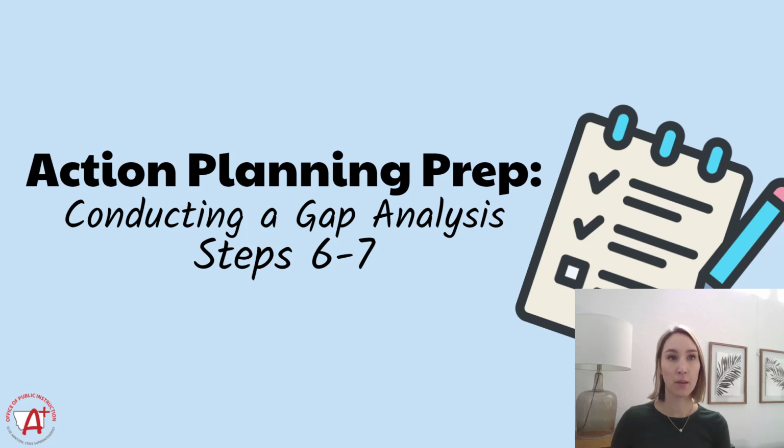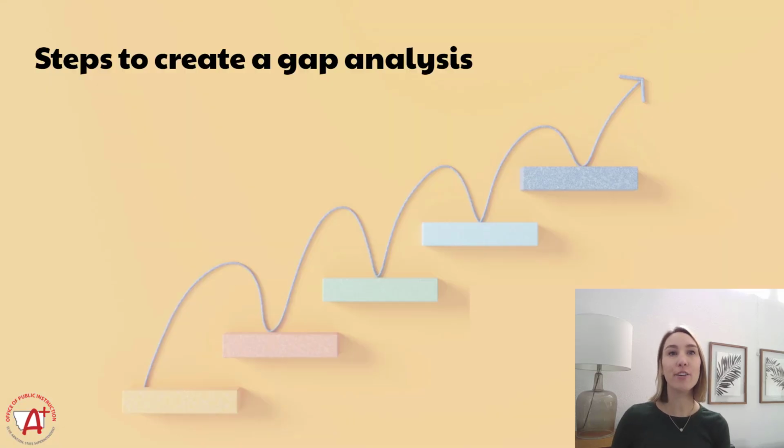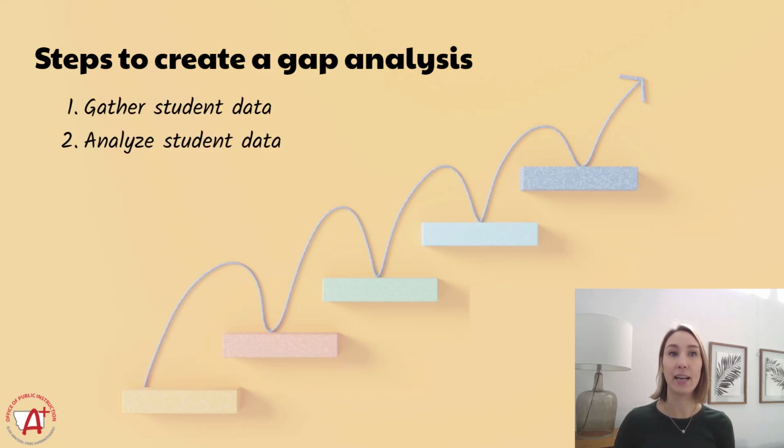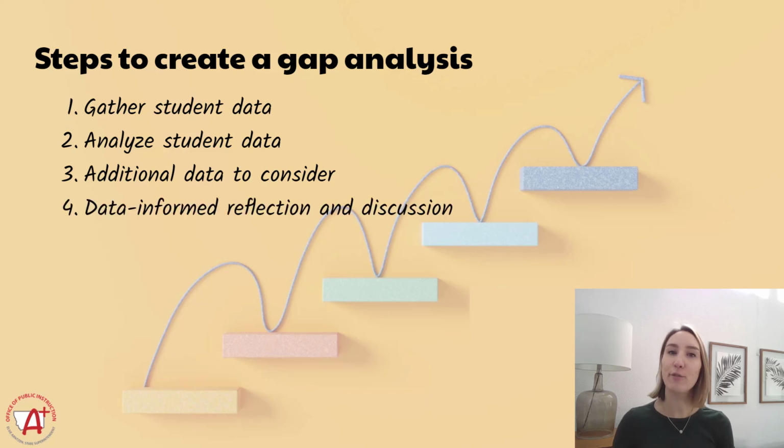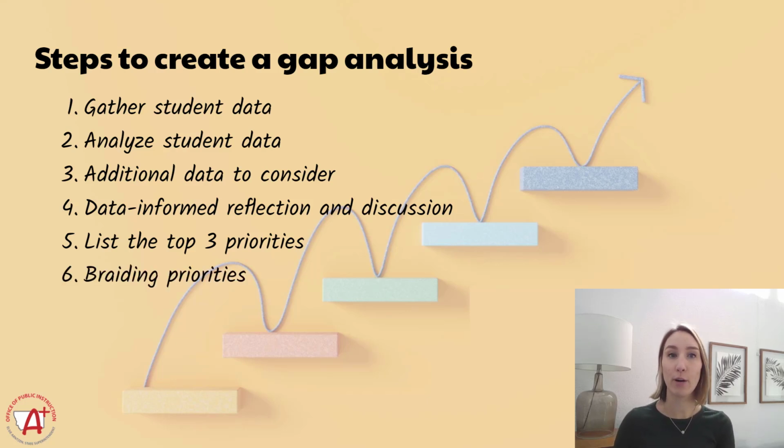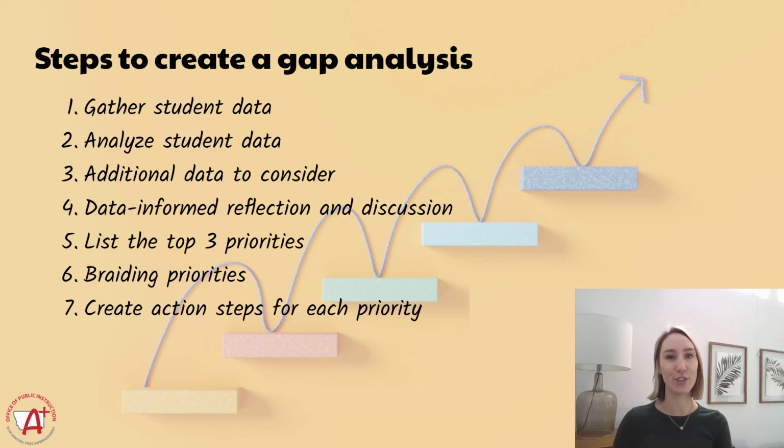In the first two videos, I covered an overview of the gap analysis, gathering and analyzing student-related and other relevant data that may affect academic achievement, data-informed reflection, and a process for identifying your school's top 3 priorities for improvement. In this video, we'll talk about grading priorities by aligning them with current or potential initiatives and goals, and how you can put together specific action steps.